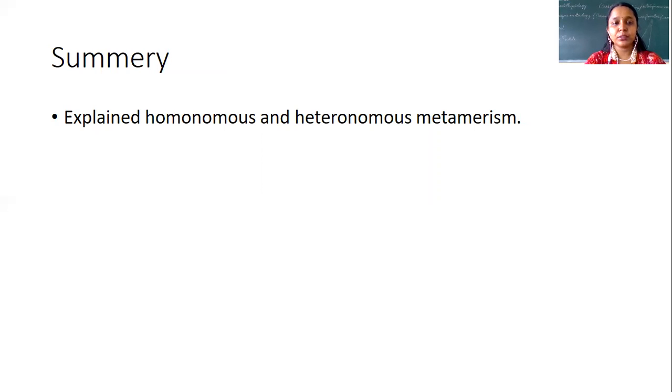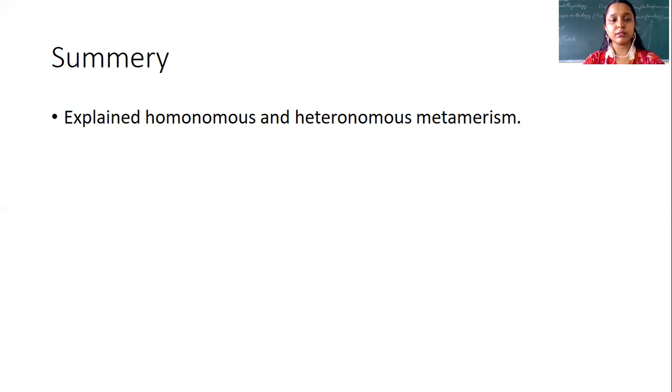Based on the appearance or the presence of the division of the metameric segments, we can classify metamerism into pseudometamerism and true metameric individuals. In case of pseudometamerism, the metameric segments are not complete, whereas in case of true metamerism, the metameric segments are completely divided, and they are very uniform and work together.